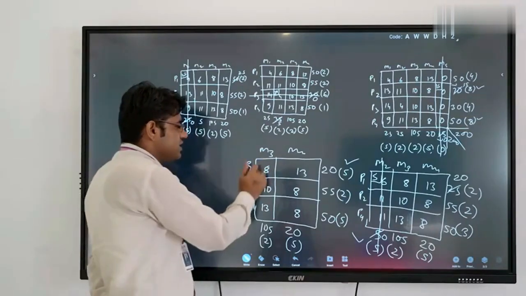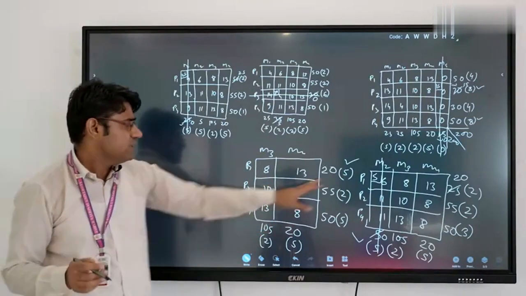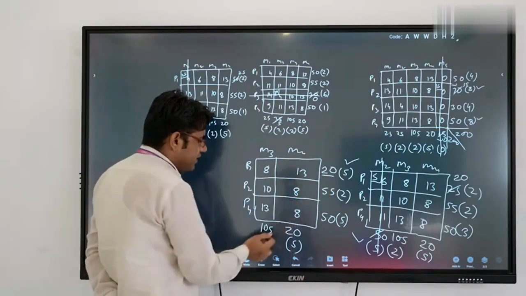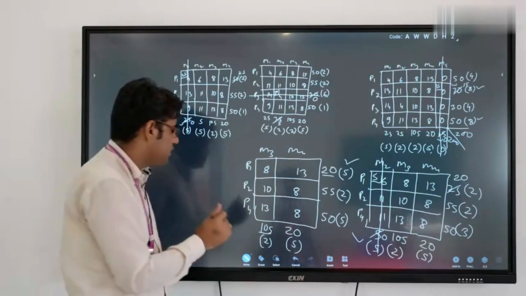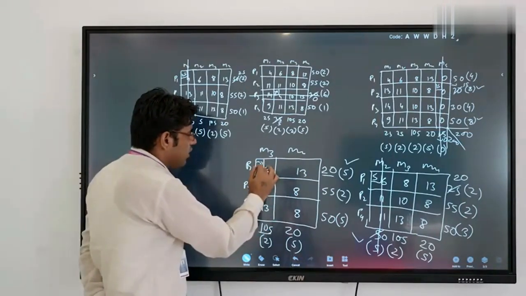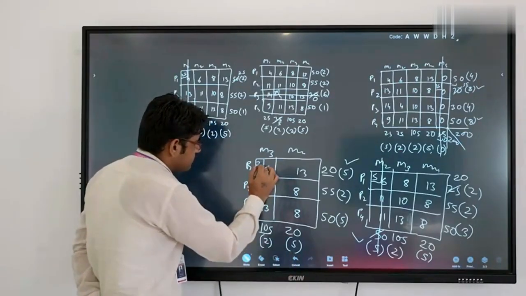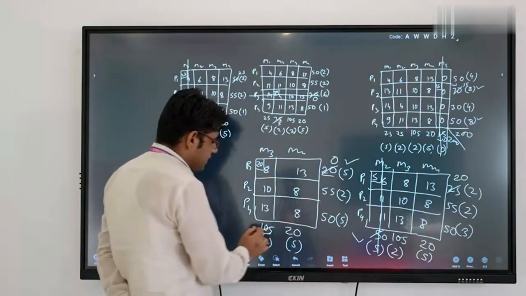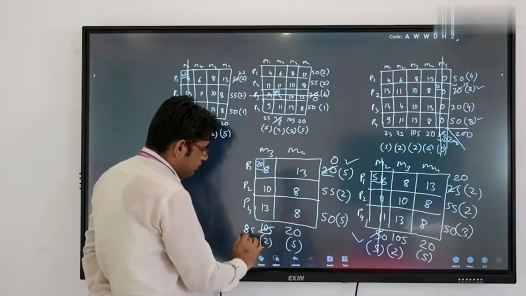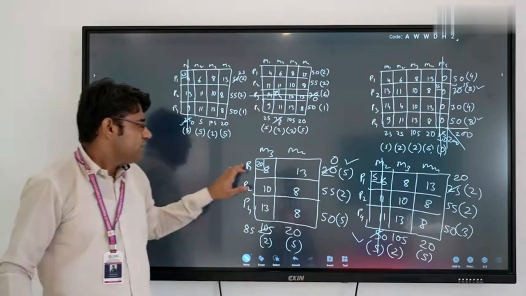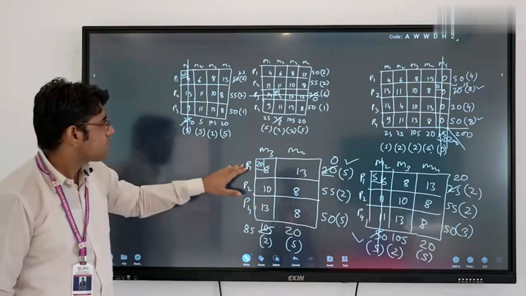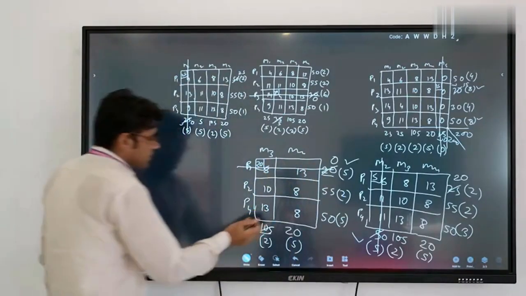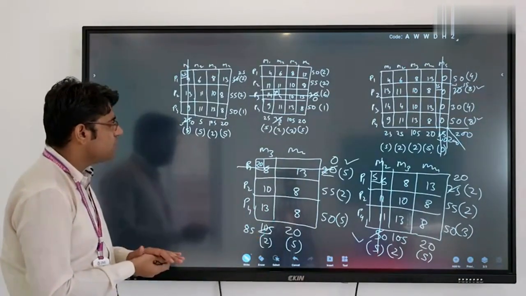For this cost entry cell, the availability of demand is 105 and supply is 20. So we allocate here the minimum of 20 and 105, which is 20. So allocate 20 here. So subtract 20 minus 20, remaining 0, and 105 minus 20, 85 remaining. So the supply of plant P1 is remaining 0. So now cross out plant P1.